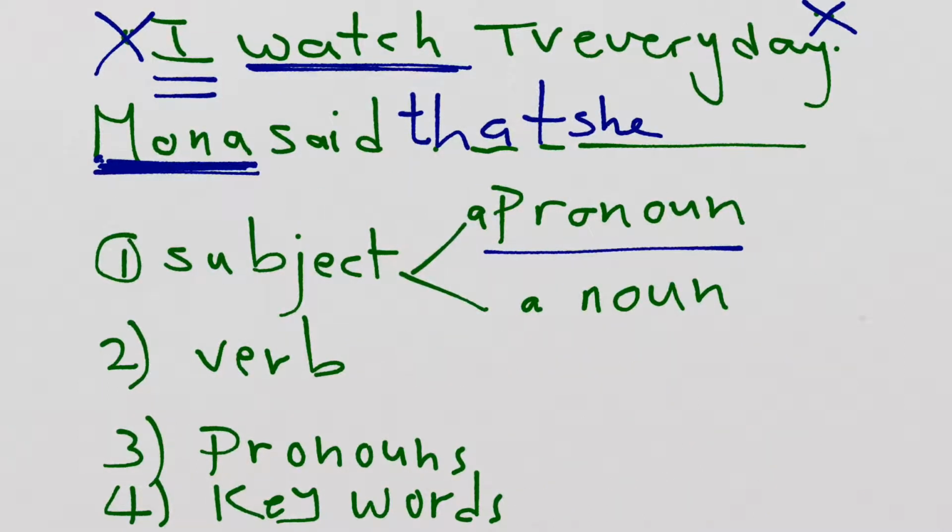So here we crossed the two inverted commas, and we changed I into she. Watch, it is in the present, so we are going to change it into the past. It will be watched. Nothing else will be changed in the sentence, so you're going to complete the rest of the sentence as it is. It will be, Mona said that she watched TV every day. Let me give you another example.